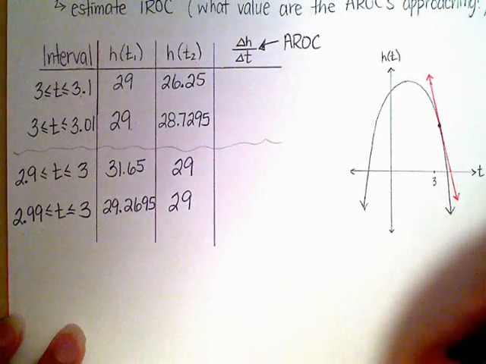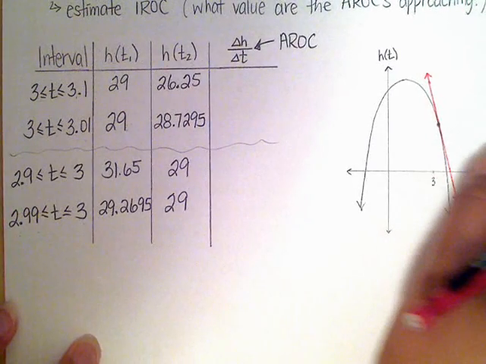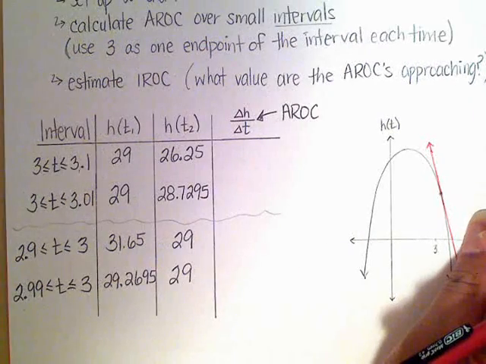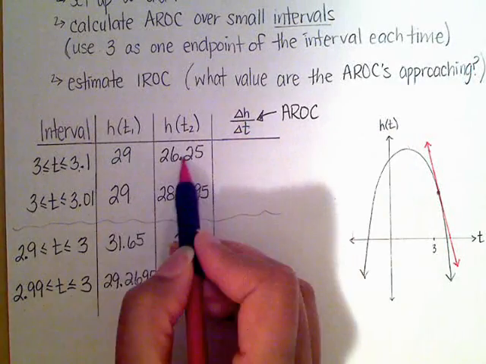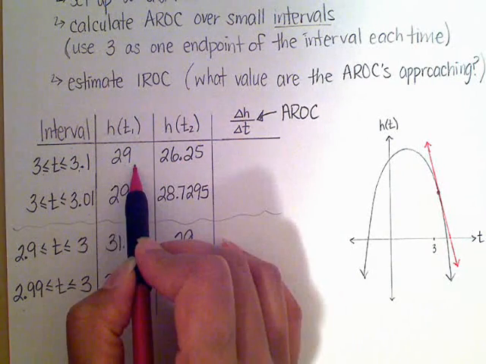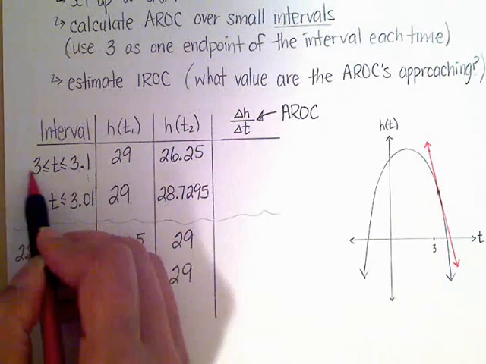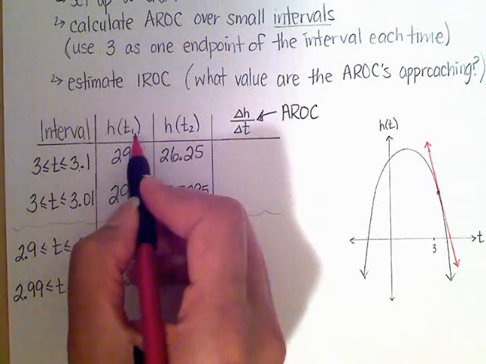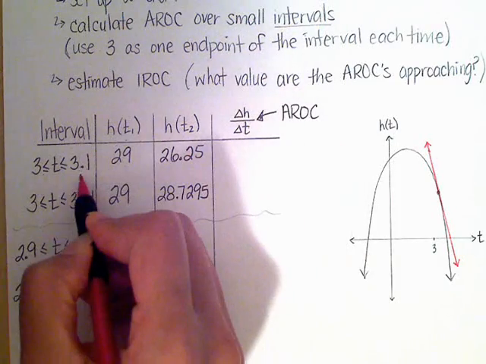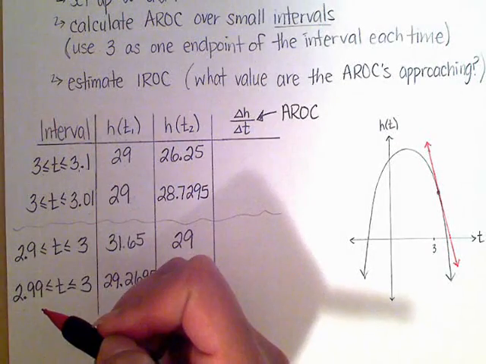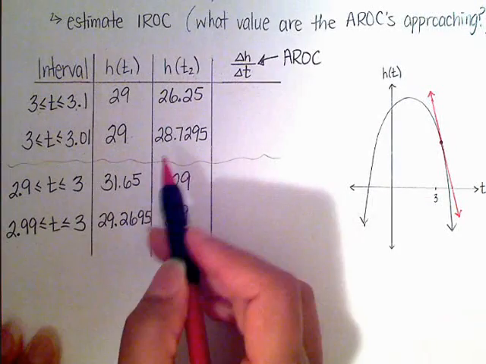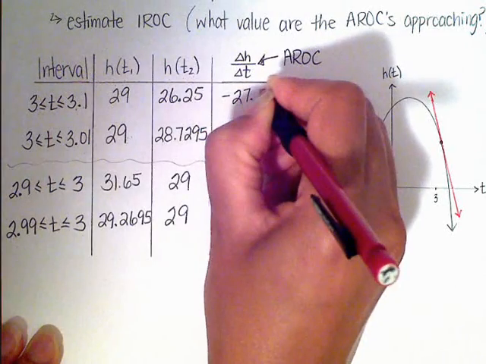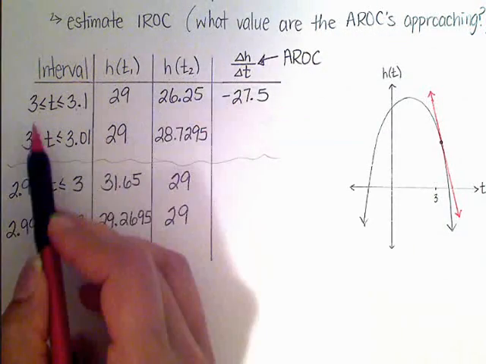Okay, now to find the average rate of change at each of these intervals, I'll start with the right hand side ones, and then I'll do the left hand side ones after. So to find the average rate of change, I'll find the change in height, so the difference between these 2 points, and then the change in time, so the difference between these 2 points. Make sure that you're doing h of t2 minus h of t1 divided by t2 minus t1. So it's the exact same slope formula. Okay, so when I do that, what I get is negative 27.5 for the first one. So that's the average rate of change in that particular interval.